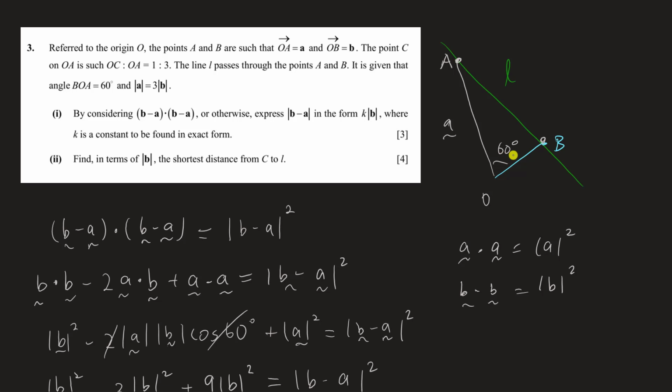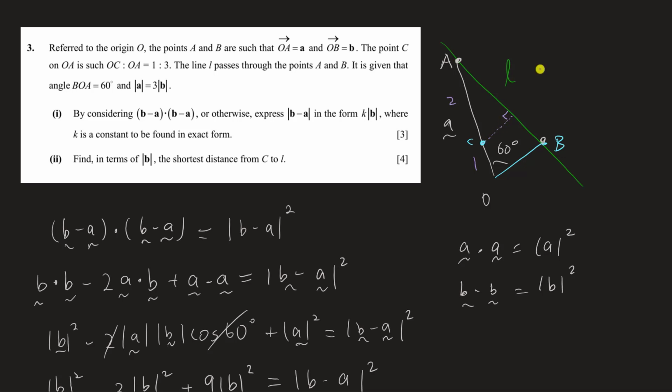Now next question, find in terms of B the shortest distance from C to L. So I'm going to bring in C. C is actually on OA such that it's 1:3. So we have C 1/3 along the way. This means that if C is here, the ratio of this length to this length is 1:2. And then we are going to create the shortest distance to L, which is 90 degrees. And take note, this is the height of projection of CA onto line L. To find the height of projection, we're not finding length of projection, we're finding height of projection.